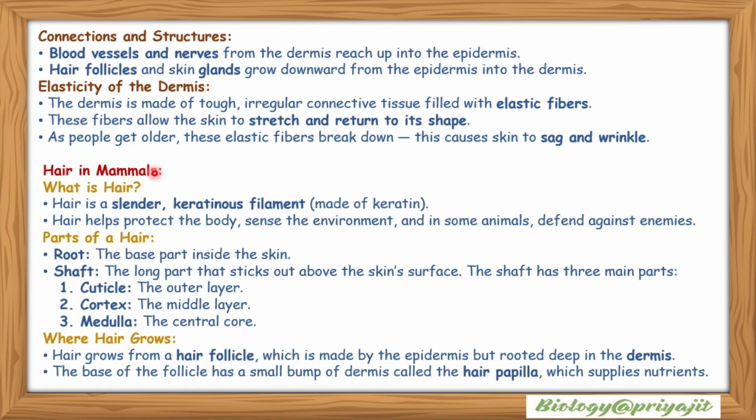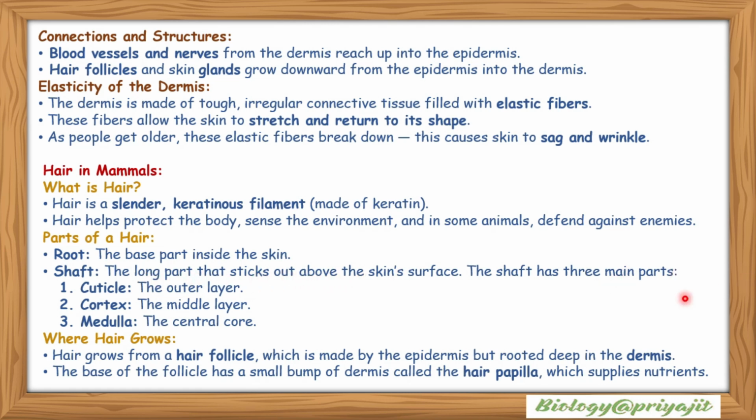Hair in mammals. Now we'll explore the hair in mammals. Hair is a slender keratinous filament made up of keratin. Hair helps protect the body, senses the environment, and in some animals defends against enemies. Parts of hair: the root is the base part inside the skin. The shaft is the long part that sticks out above the skin surface.